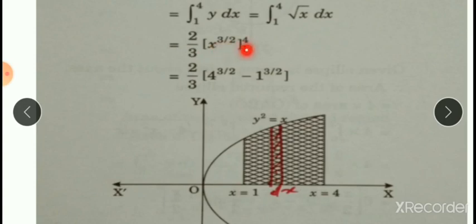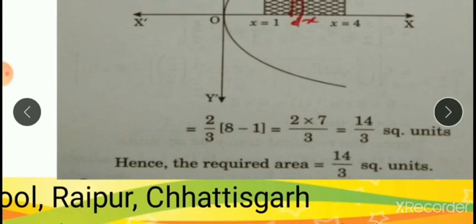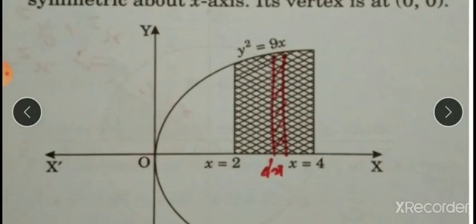Substitute upper limit and lower limit. Upper limit is 4 raised to 3/2 minus 1 raised to 3/2 lower limit. This is equal to 2/3 (8 - 1), that is 2 into 7 upon 3, equal to 14/3 square unit. This is area, therefore we are writing square unit. This is our required answer. Now see question number 2.